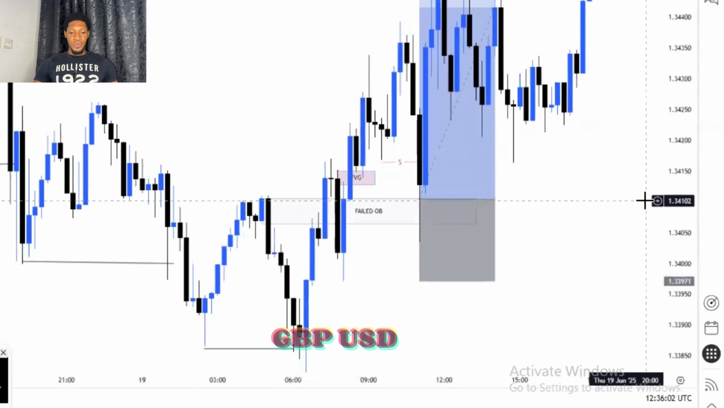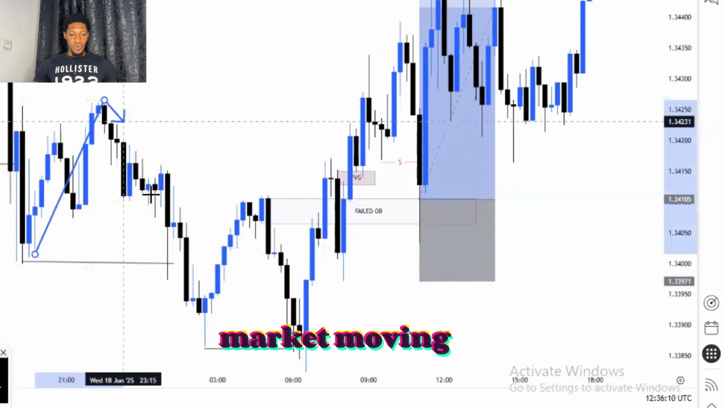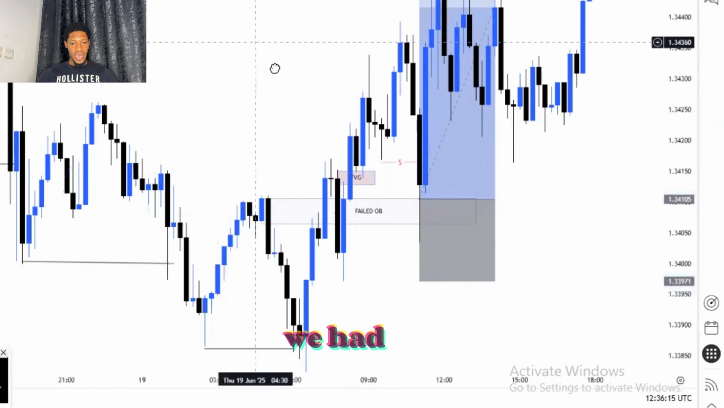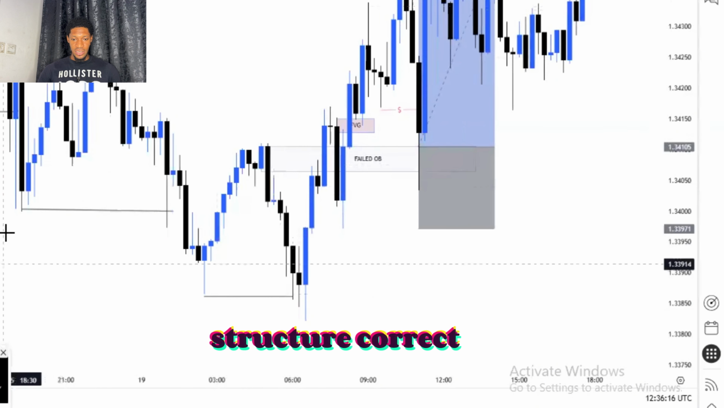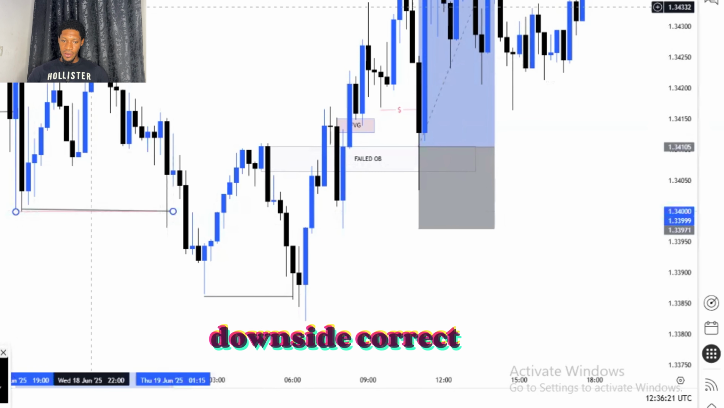So guys, this is GBP/USD and this is the 15-minute time frame. Okay, it's still the same thing. Wait out for imbalance and wait out for liquidity. So now we had the market moving to the downside right here, creating lows, high, low. Okay, we had a break of market structure, correct? We have a break of market structure right here to the downside, correct?